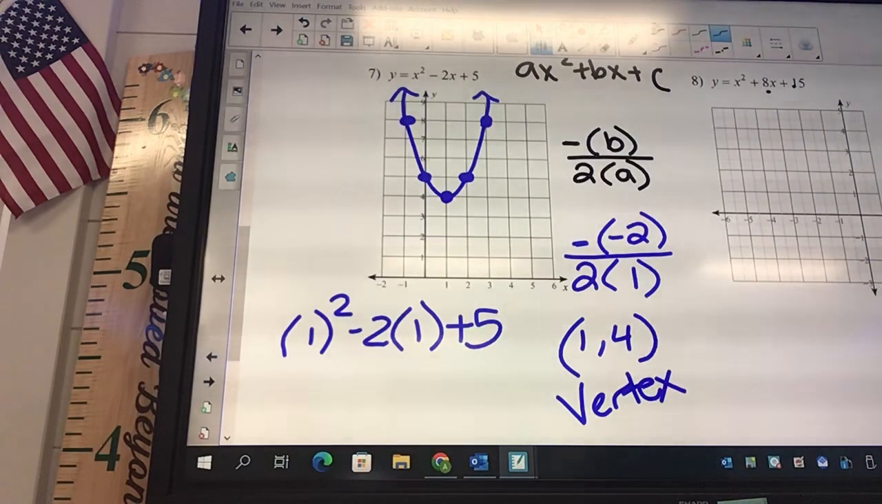AOS? The axis of symmetry, yep, it would be 1.